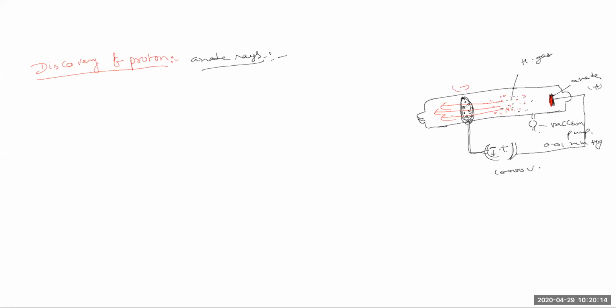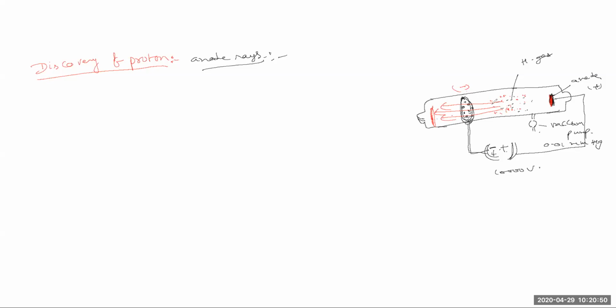The cathode plate is porous. Porous means it has pores, small holes, and the rays pass out through the perforated cathode. A fluorescent screen is placed at the back side of the cathode. So fluorescence takes place because the anode rays pass through the cathode. This is the process to generate the anode rays.